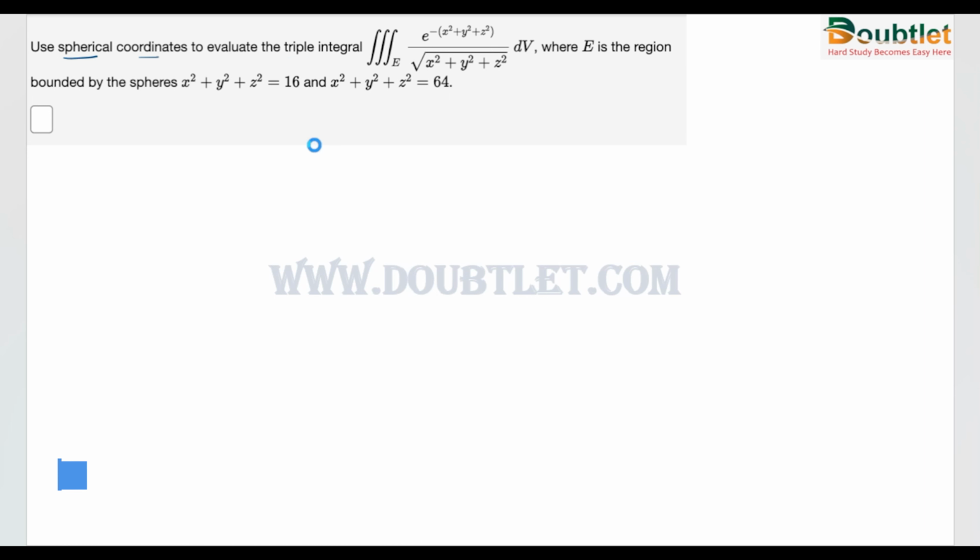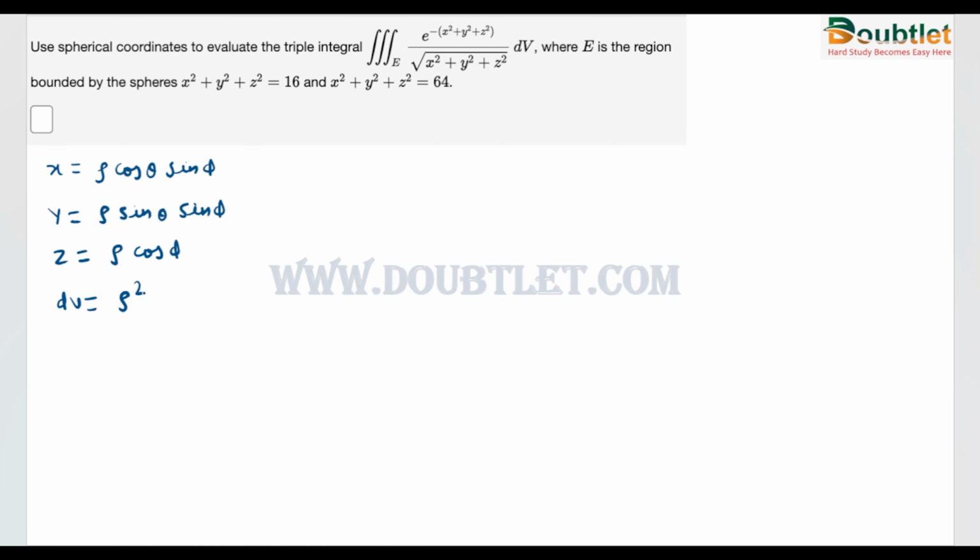First of all we will write the formulas to use spherical coordinates. We consider x as rho cos theta sin phi, y as rho sin theta sin phi, z is equal to rho cos phi, and we write dV as rho square sin phi d rho d theta d phi.